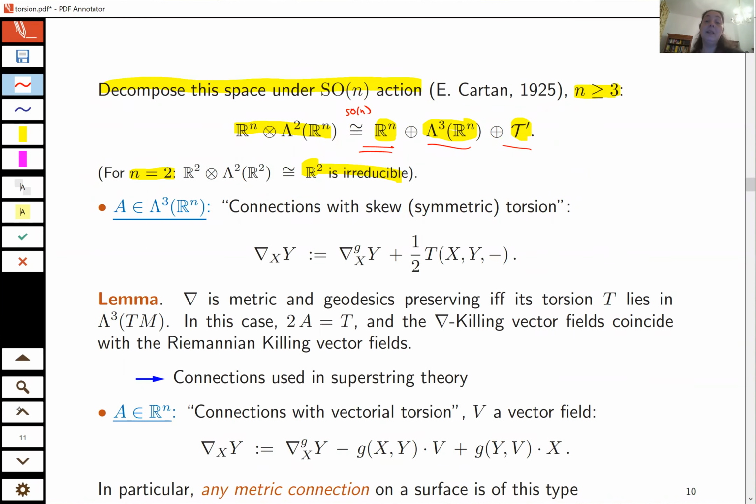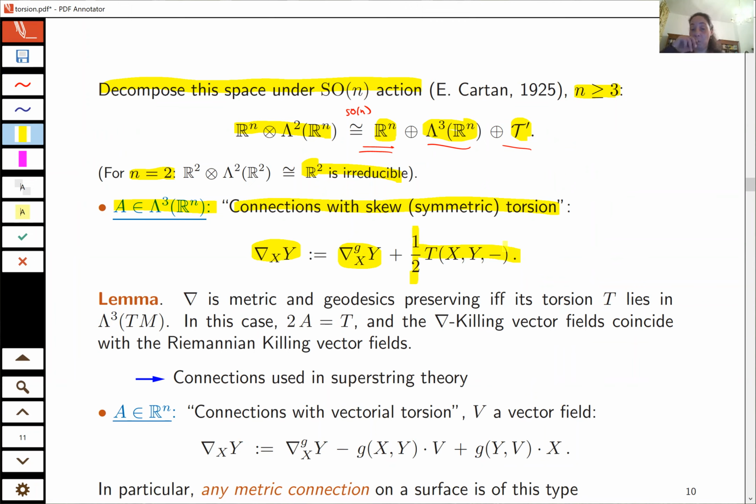Now I will give you the concrete realization of the two other cases, namely the vector and the free-form situation. First, let's look at A being a free form. Then these are exactly our connections with skew torsion. We had guessed it. And then nabla_X Y is given by Levi-Civita plus 1/2 the torsion.